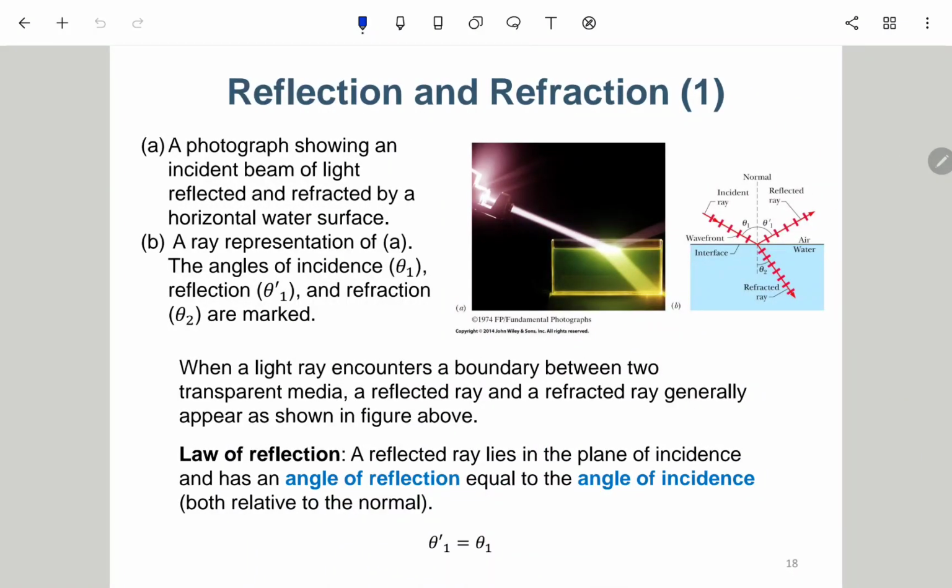Next we talk about some simple things. I think some of the content has already been covered in high school physics. Here we talk about reflection and refraction. So here we have the law of reflection, which means the angle of reflection equals the angle of incidence. 就是入射角跟反射角是一样的。那这个算法是跟那个法线的夹角。So we have theta 1 equals theta 1 prime.